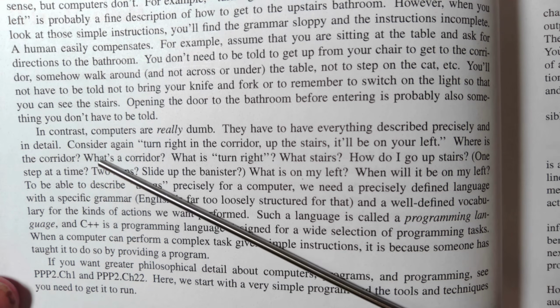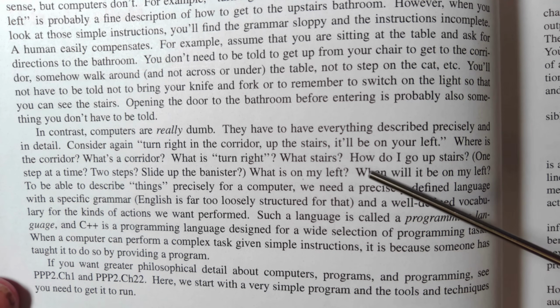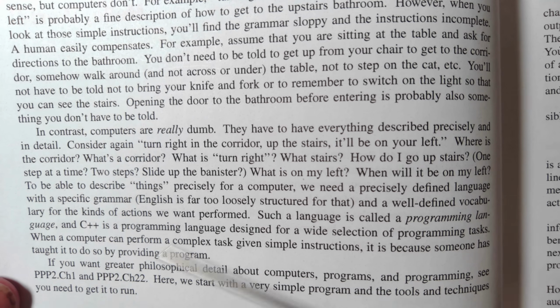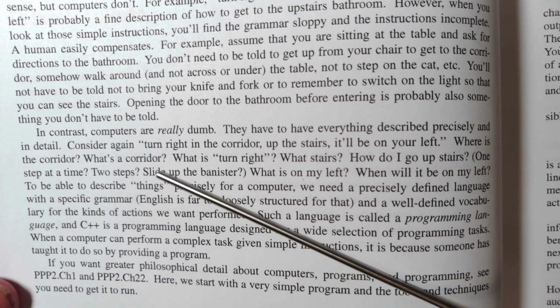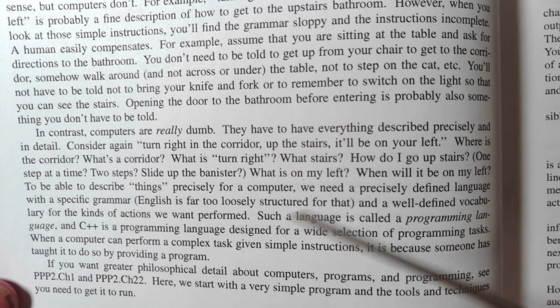Where is the corridor? What's a corridor? What is turn right? What stairs? How do I go upstairs? 1 step at a time. 2 steps. Slide up the banister. What's on my left? When will it be on my left?